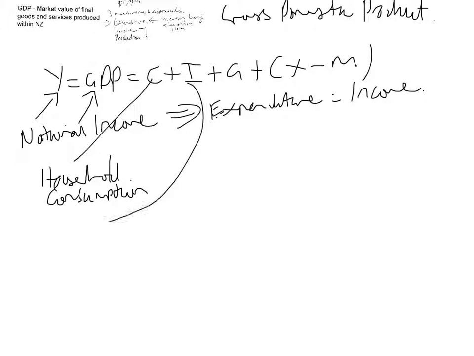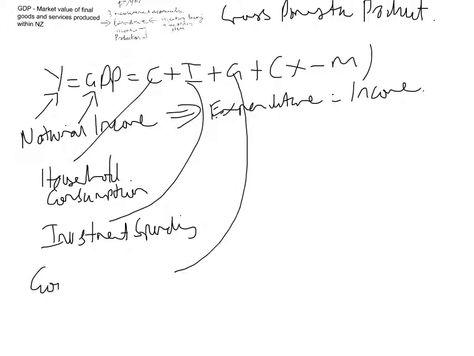This one here, I, is investment spending. It's by business and government. So, for instance, every time a new house is constructed, I will go up. This one here, G, is the government's spending, buying final goods and services. For instance, free healthcare, or free education, like primary school education, is an example of government spending. And these two are pretty self-explanatory.